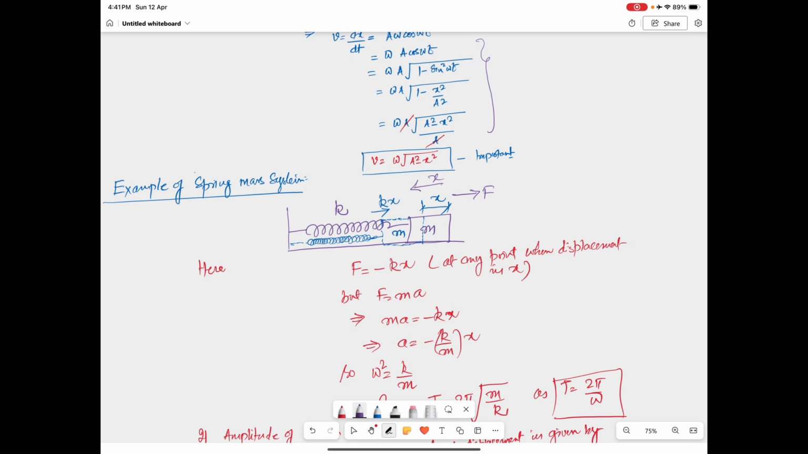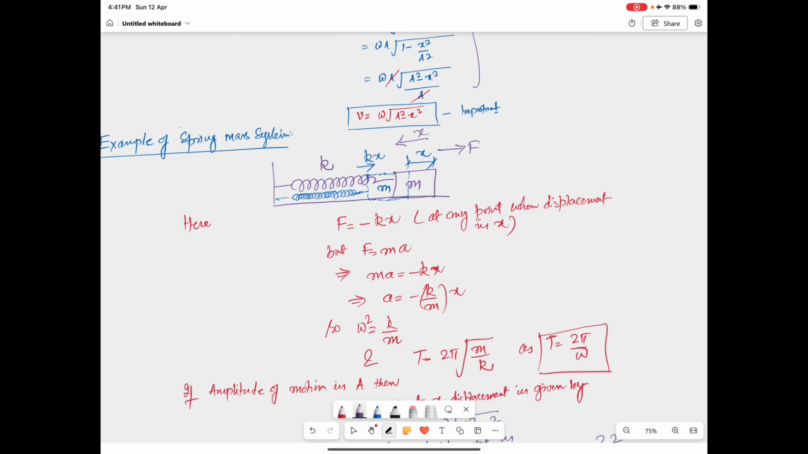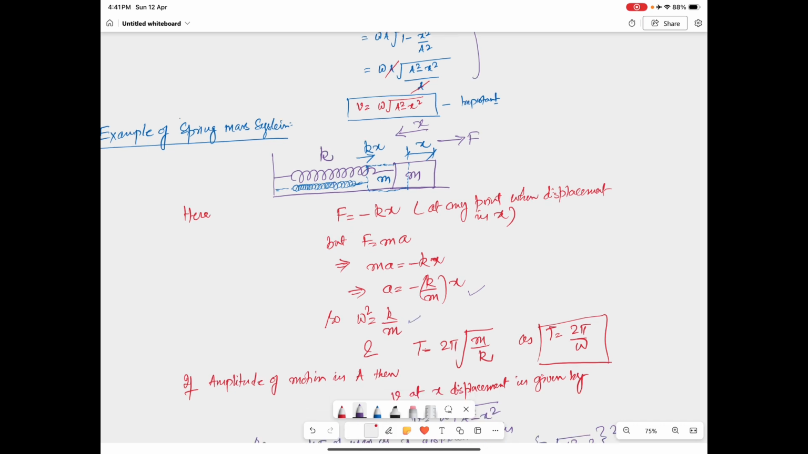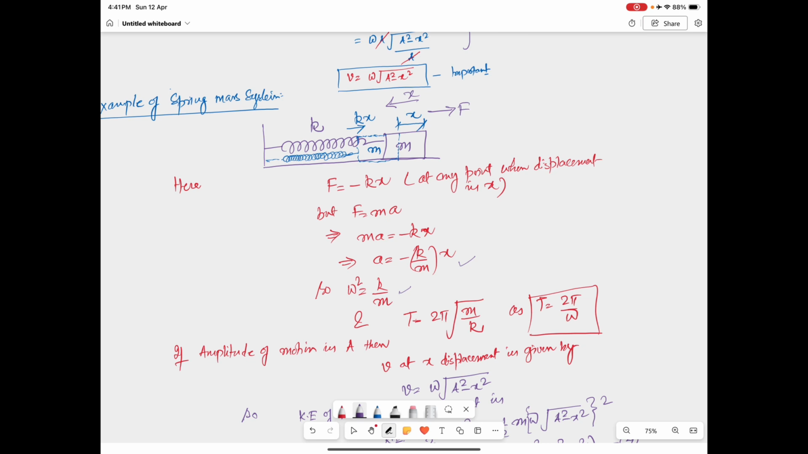So what is happening? F is nothing but minus k into x. Both are in the opposite direction. So F is equal to m into a will give a is equal to minus k by m into x. Here you see that acceleration is again directly proportional to the displacement and opposite to it. So it is matching the definition of the simple harmonic motion. So omega square will become k by m, and time period will be given by 2 pi under root of m by k, as T is equal to 2 pi by omega, which we have explained above.